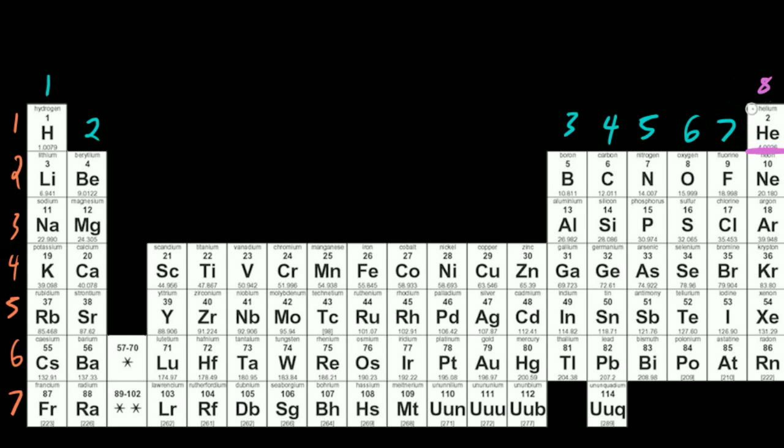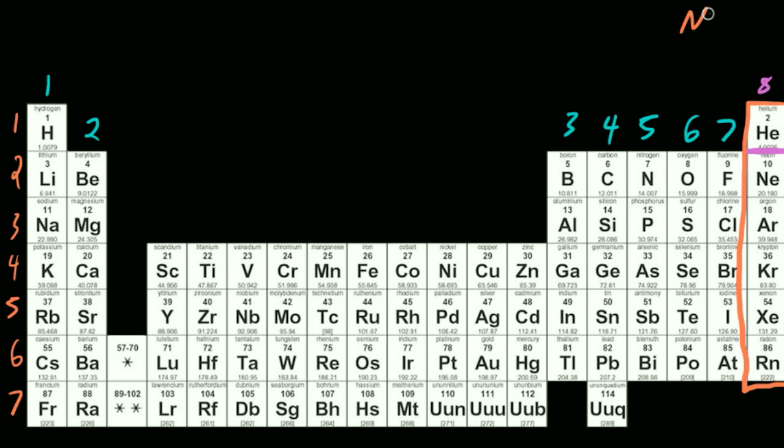We said they all had 8 valence electrons, and helium wasn't included in this classification of having 8 valence electrons, but helium is still considered a noble gas. I'm going to circle this in orange over here. So all of these elements, which I'm circling in orange, are our noble gases. And helium is still considered a noble gas.